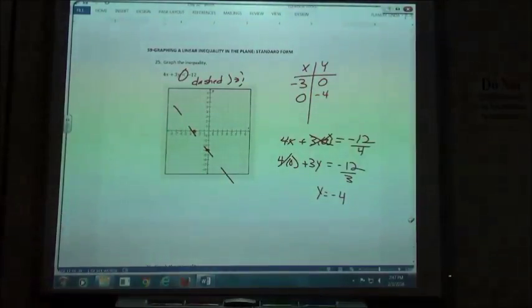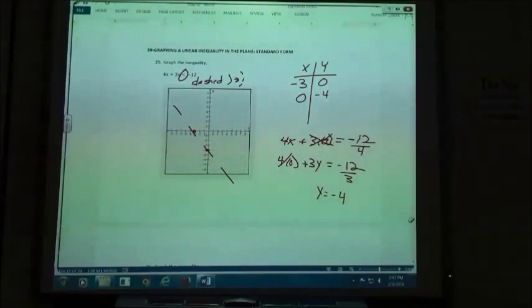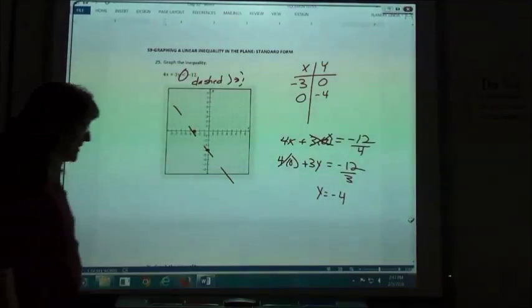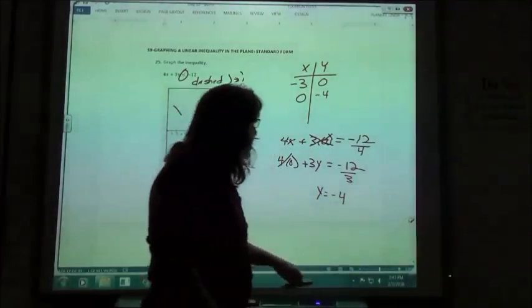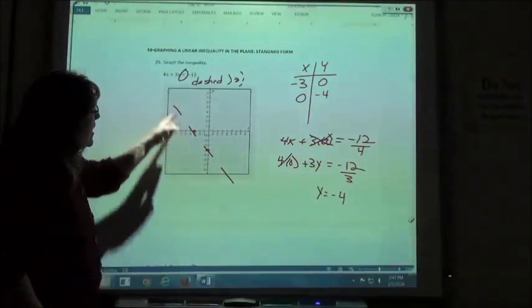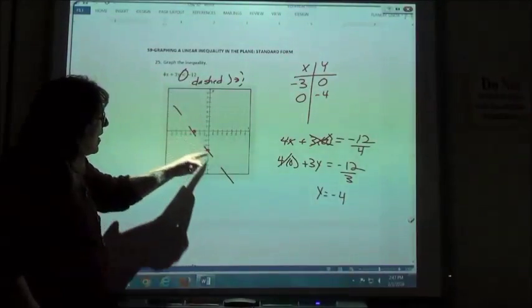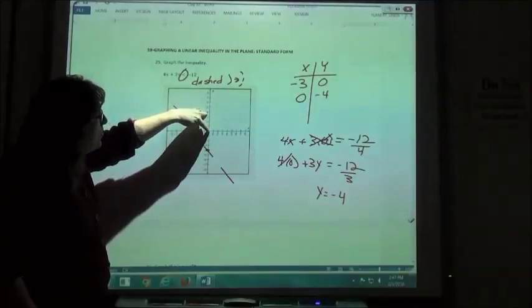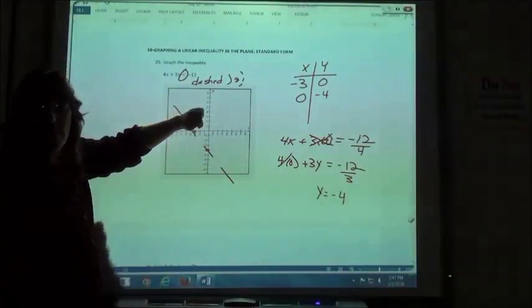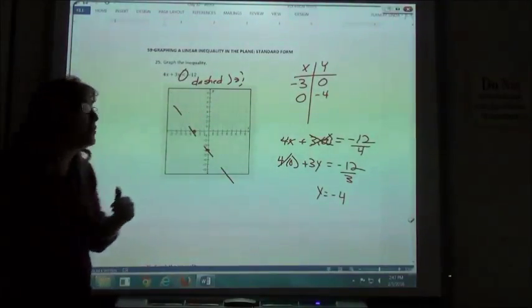So I use my little tool and change my solid line to a dashed line instead. Now in these ones, you can't just go by your inequality because you didn't go through the process of solving for y. So what we're going to do is test a point. You can test any point on your graph as long as it's not exactly on the line. I like to test the point 0, 0. A, I know where 0, 0 is, and B, it's easy to substitute in.